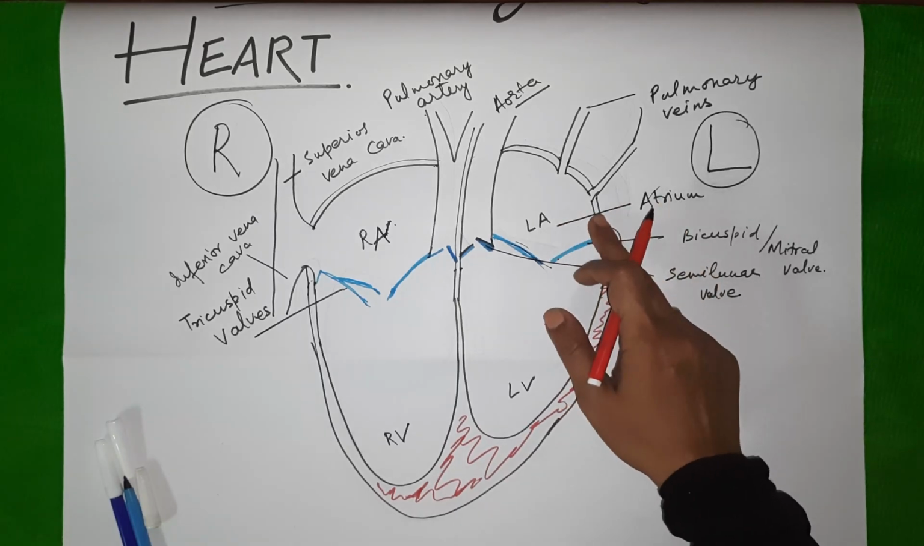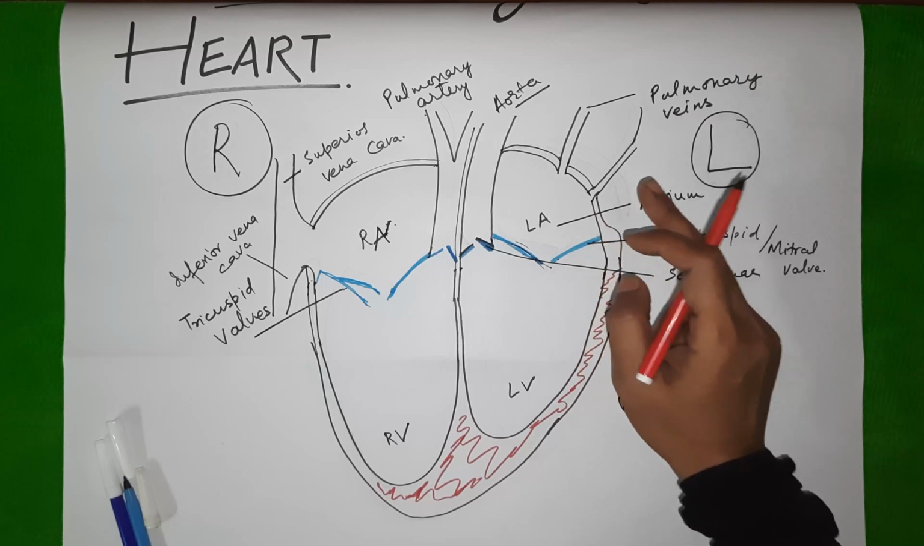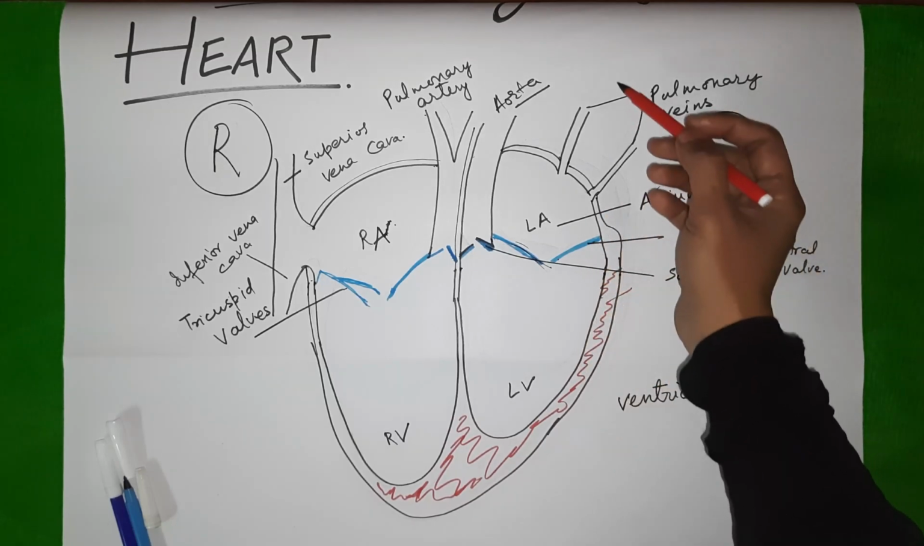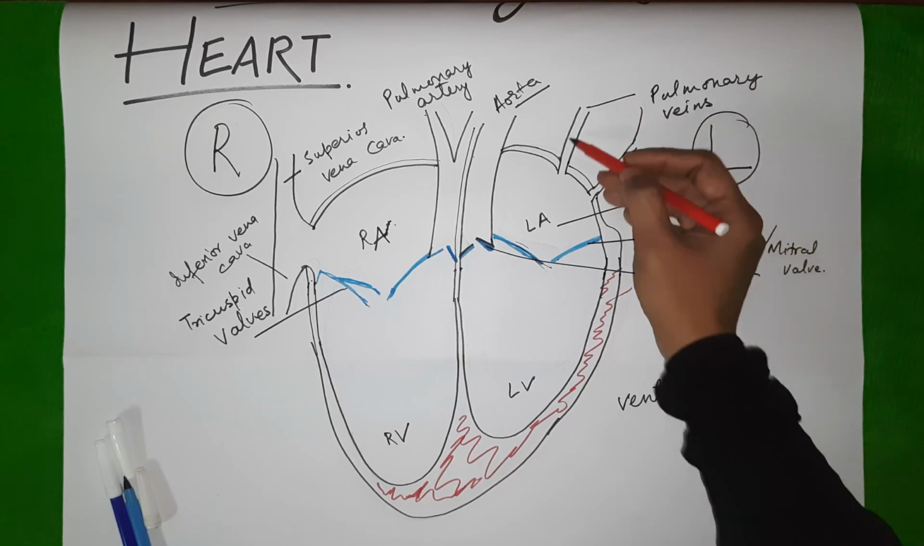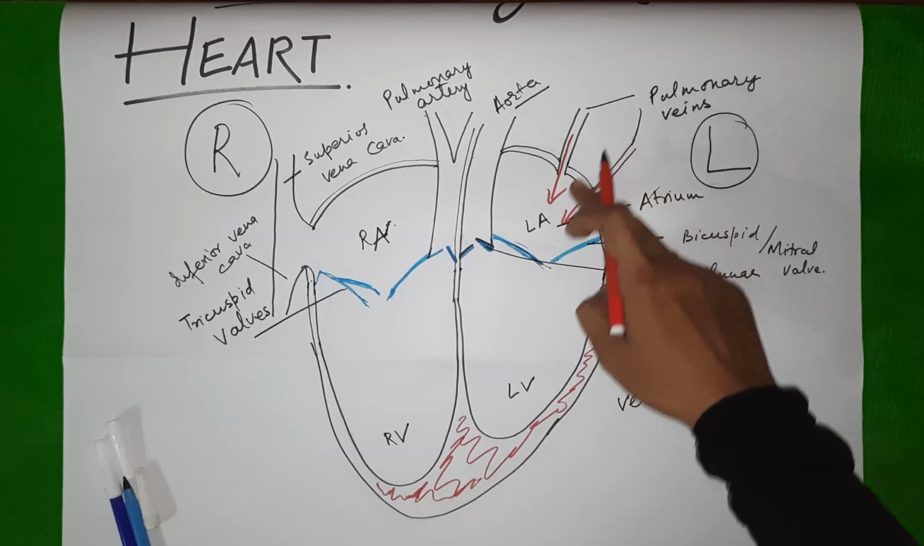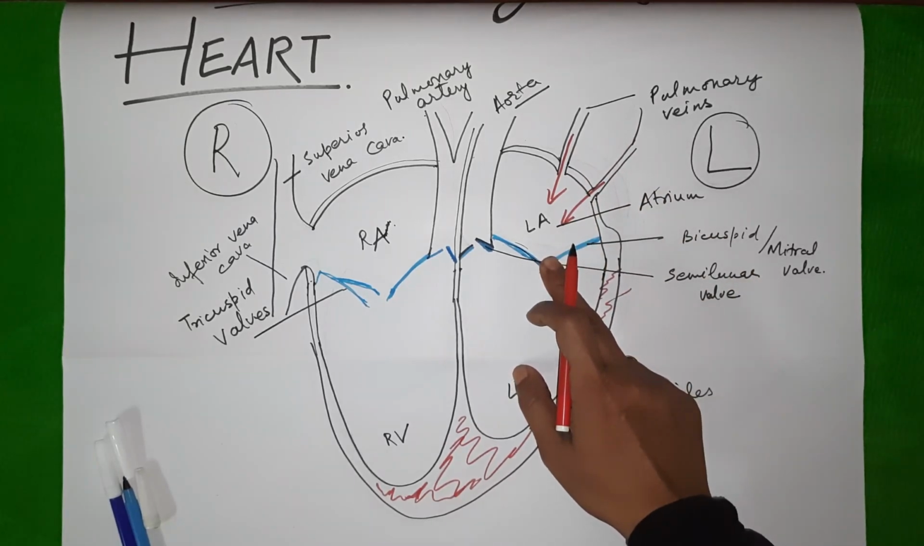From where is it coming? It is coming from the lungs after getting oxygen. That means the blood which is coming from the lungs through the pulmonary vein will become the oxygenated blood, and it will come inside the left atrium.